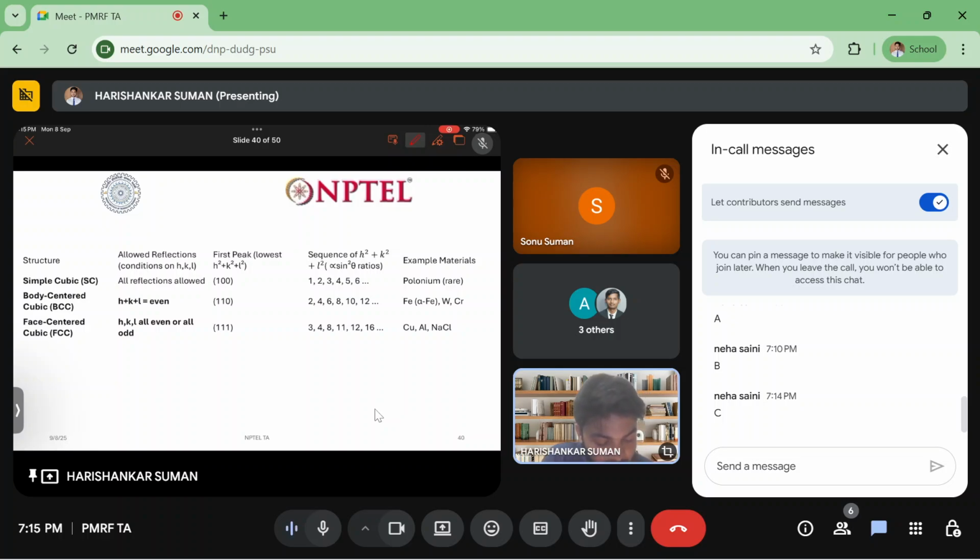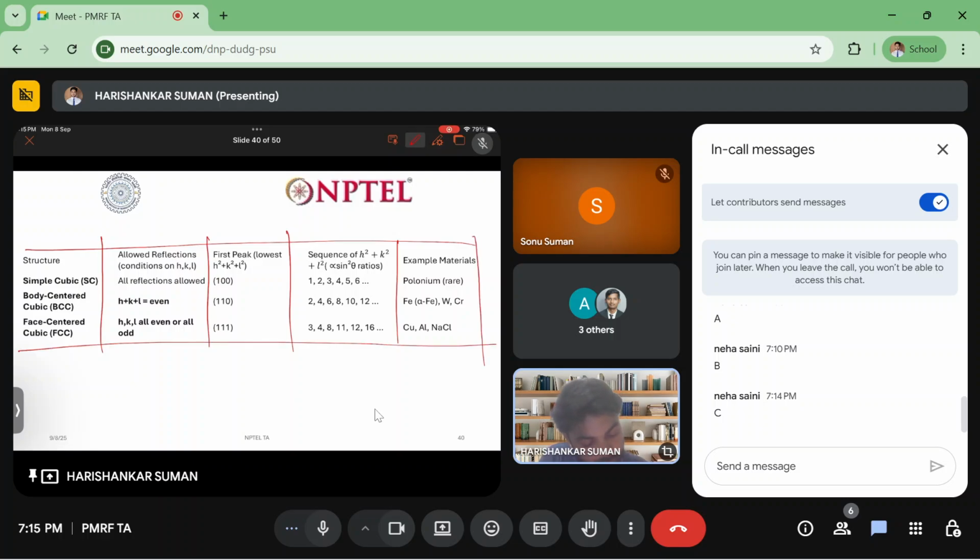So we have discussed questions based on structure, condition and material also. Simple cubic, polonium. Body centered, Fe, alpha iron, W or chromium. Copper, aluminum, NaCl, FCC. Example: the first peak is lowest h square plus k square plus l square, which is 100.